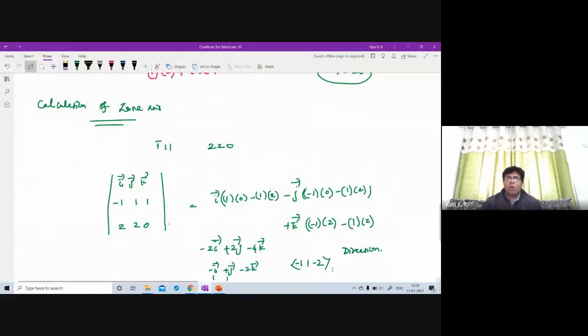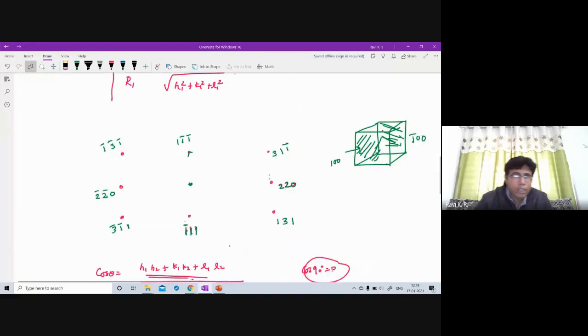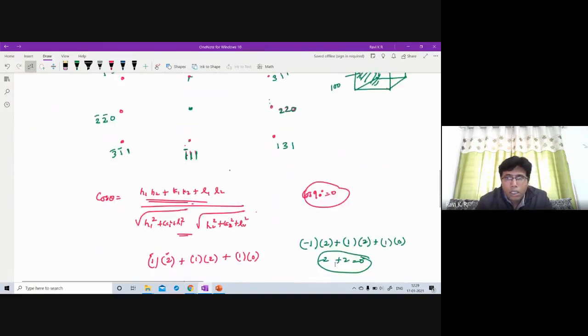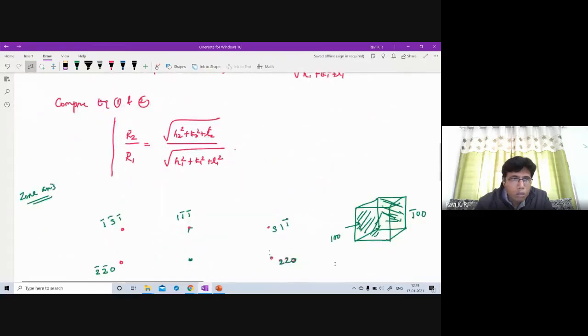Okay. Now this is your direction. To cross verify your direction, this is actually your zone axis. Now I have identified the zone axis as -1 1 2 bar. This is basically 1 bar 1 2 bar. This is your zone axis direction.